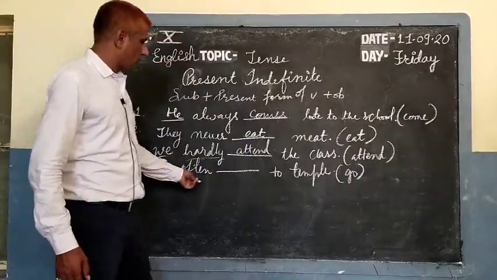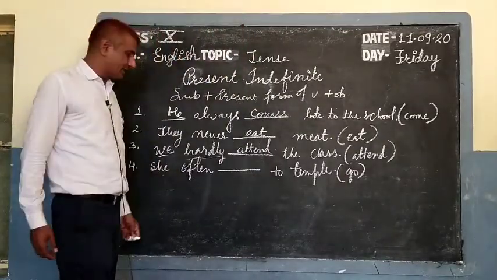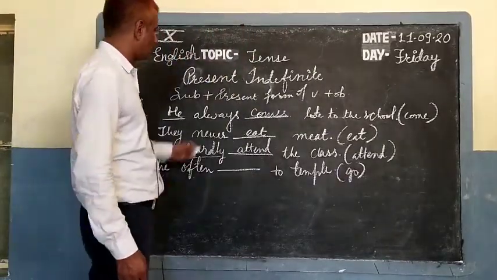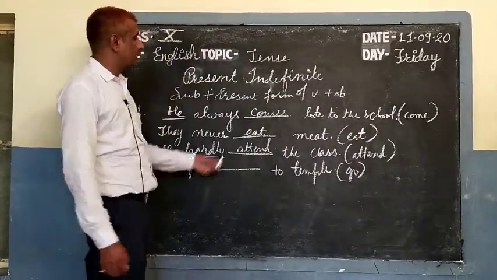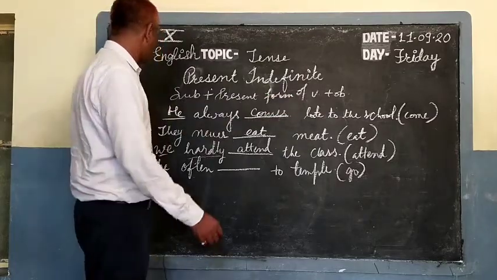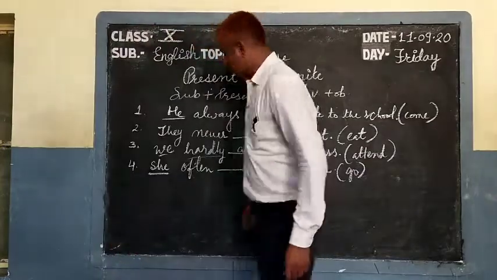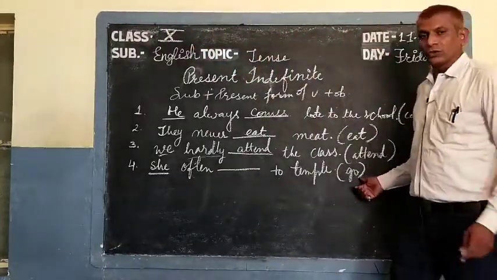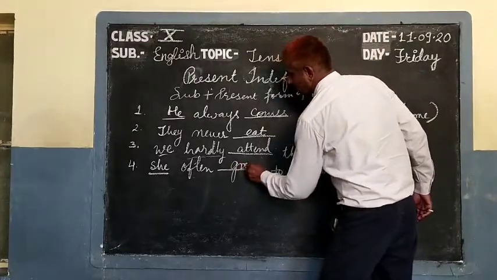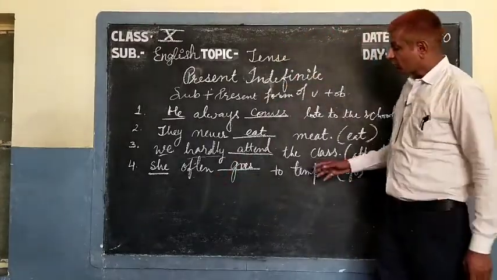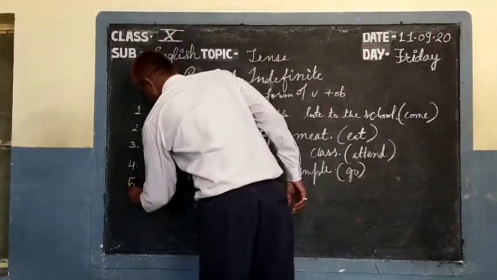So she often to temple. Now often I told you in the identification word, often there is often, so there is present indefinite. So according to present indefinite we use the present form of the verb. Subject is she is singular. So what is our verb? Go. So we will change this go into plural forms, goes. So she often goes to temple. Let's see one more example.